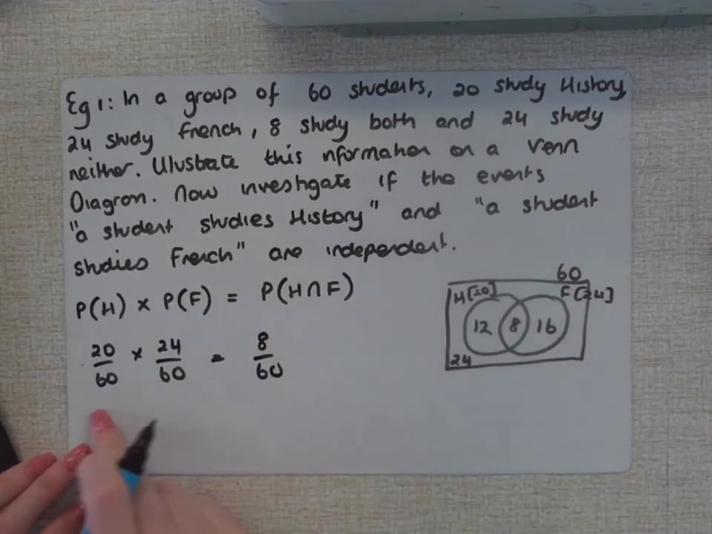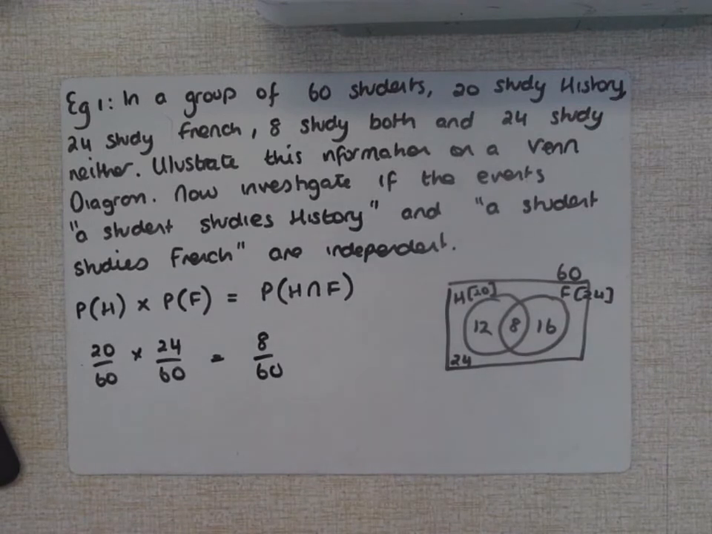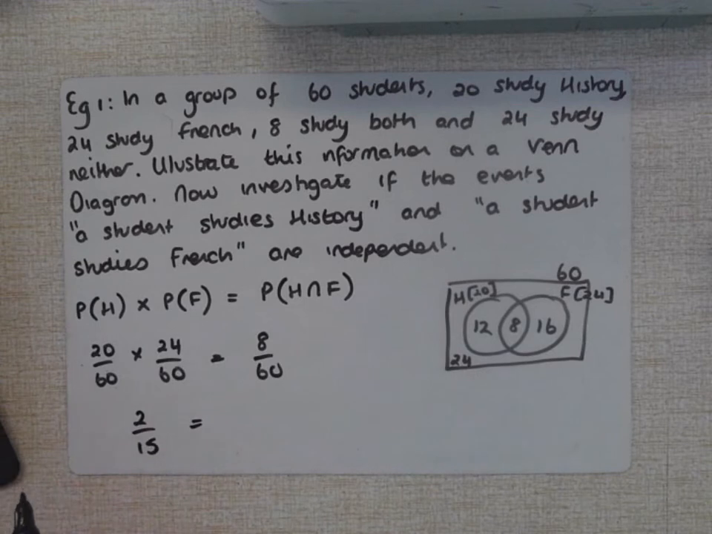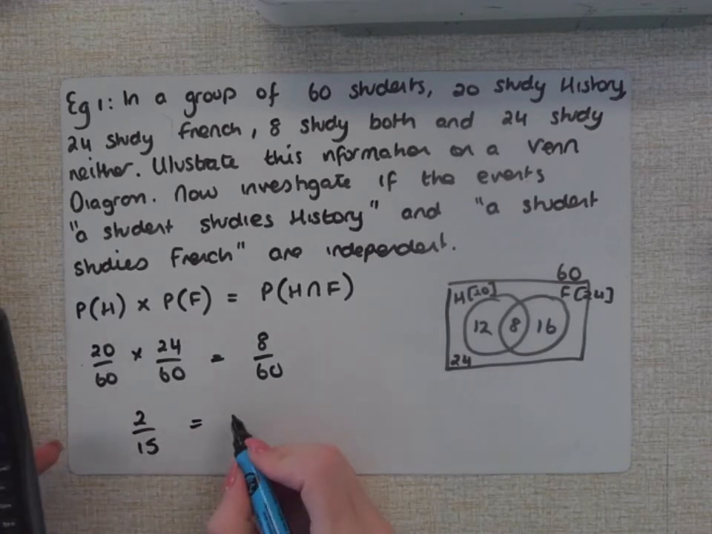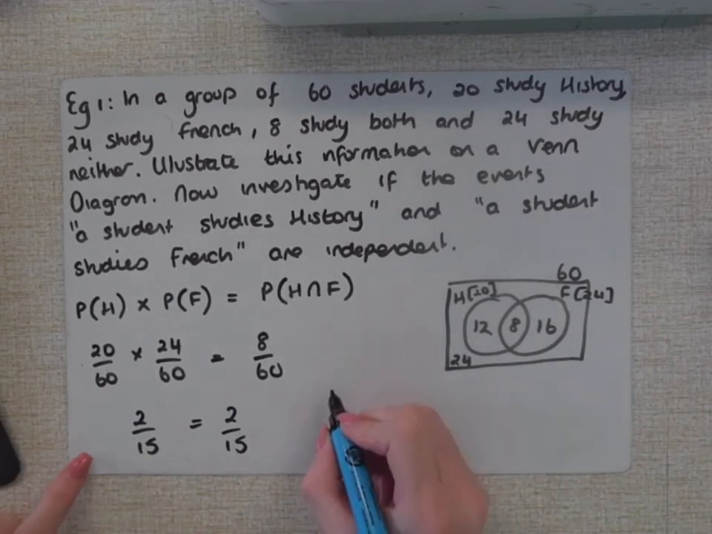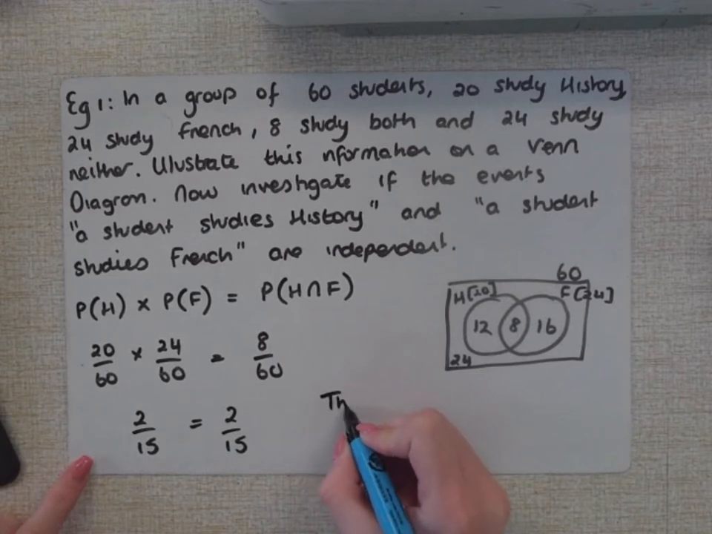So now let's just see, does this end up being 8 out of 60? So when I multiply them, I get 2 out of 15. And when I throw 8 out of 60 into my calculator, I get 2 out of 15. Okay? So, yes, the left side is equal to the right side, so the two events are independent.